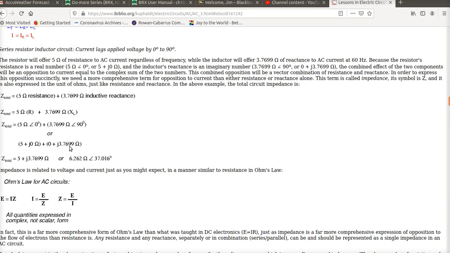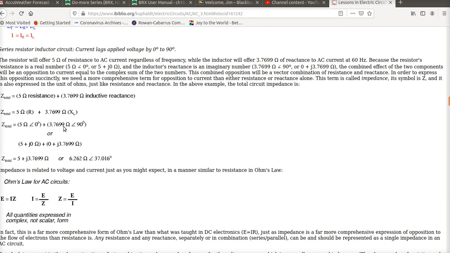So if I add these two together, I'm just adding and making this number. So I've got a real part, I've got an imaginary part, and I can convert that to a vector. Okay? Or I can convert that to polar. So this is the polar form, which is equal to the rectangular form, and this is why I want y'all to look at that, going back and forth.